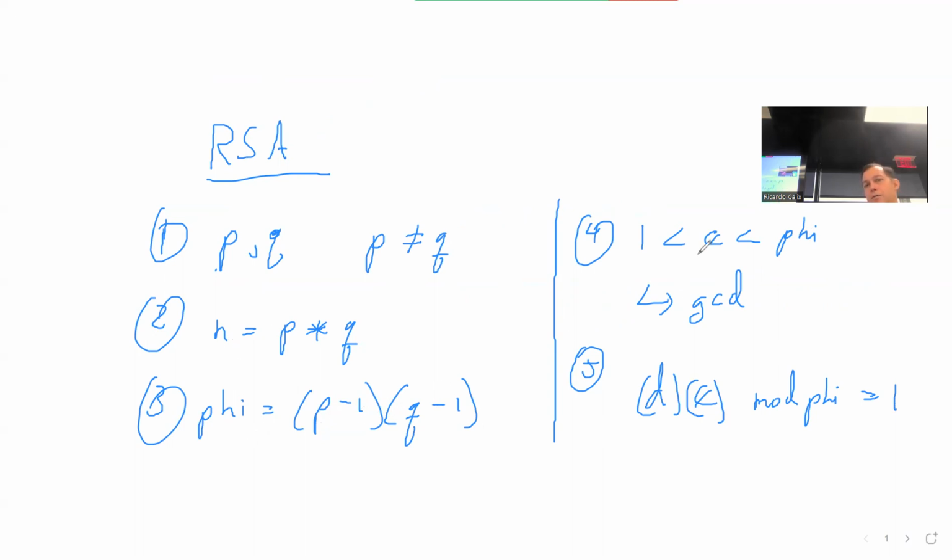And if you don't have phi, you can't get E. And if you don't have E, you can't get D, right? So, but the problem is getting this P and Q. Now, it should be obvious to you that if you have N and you're able to get P and Q, then you plug it in here, you get phi, you get E, and then you can calculate D. Does that make sense? So that's the basis of this.